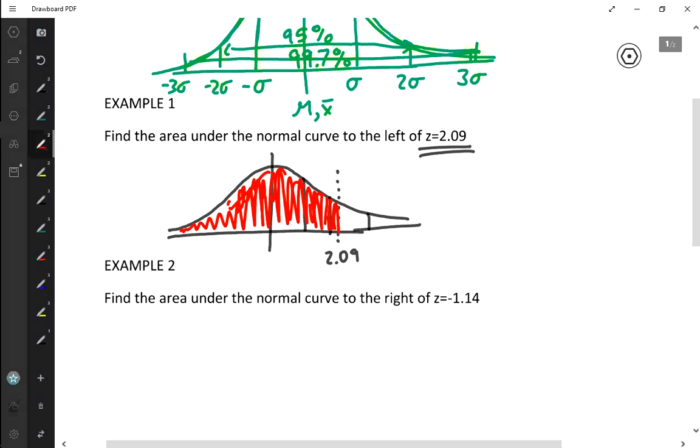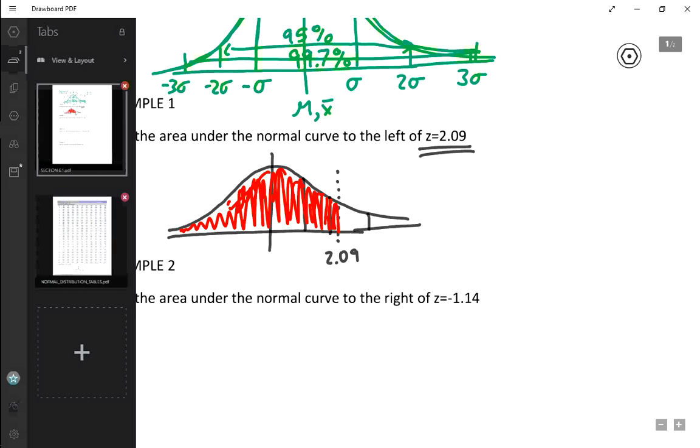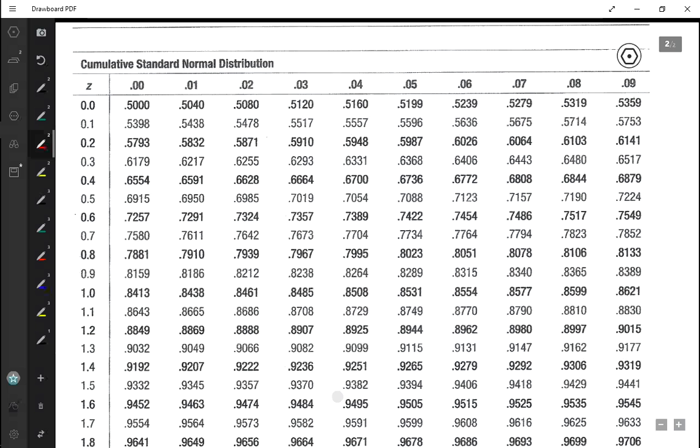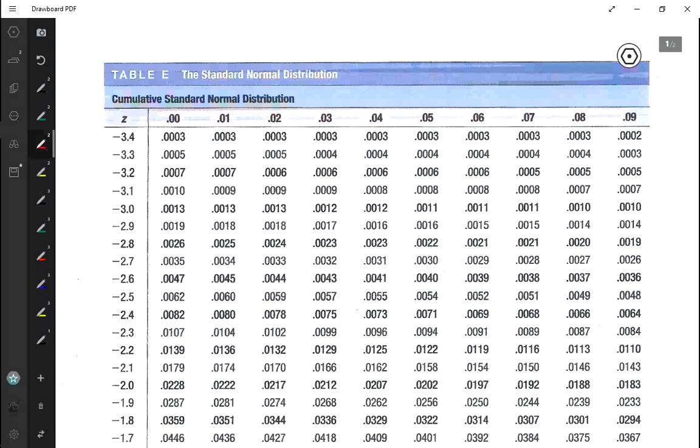Fortunately, we have tables in the back of our book that help us with those areas. So we're looking at 2.09. So I'm going to go to Table E, the standard normal distribution in the back of your textbook.